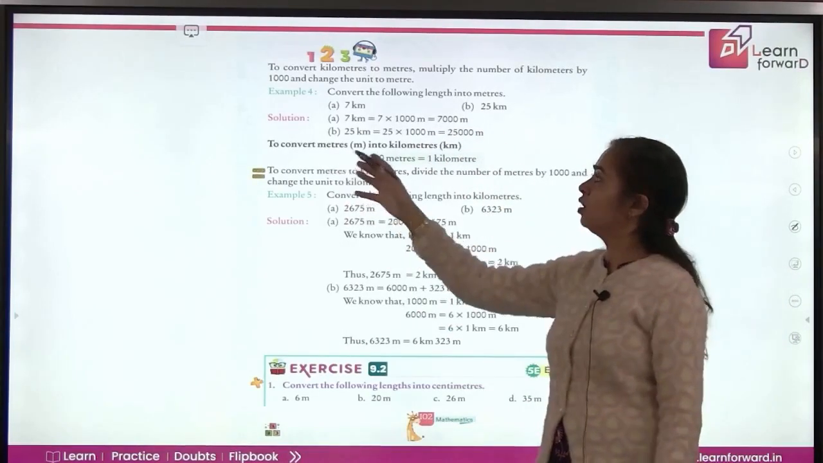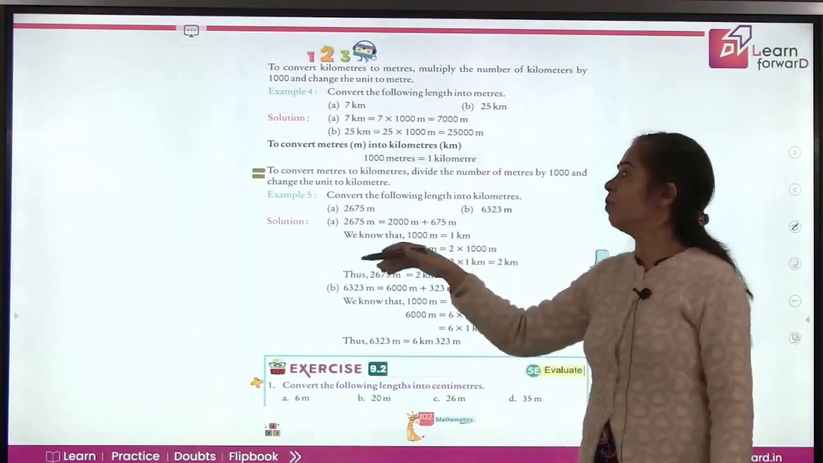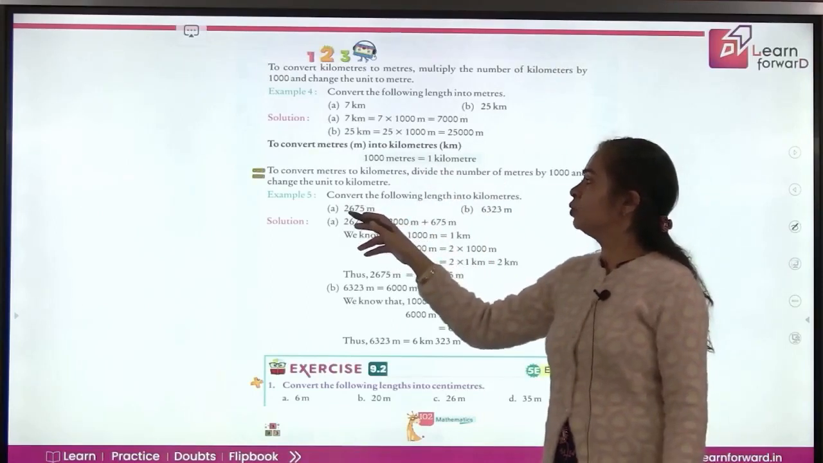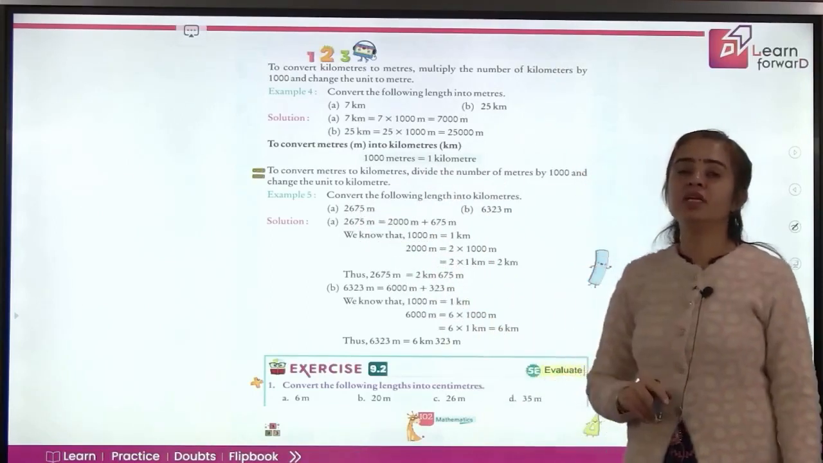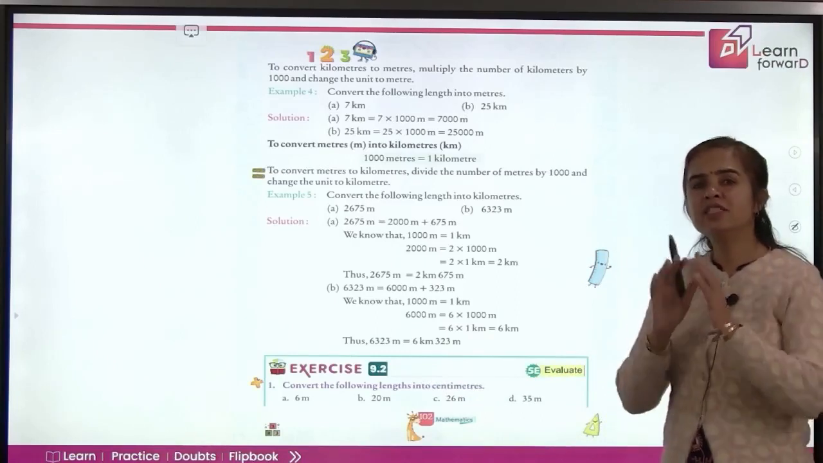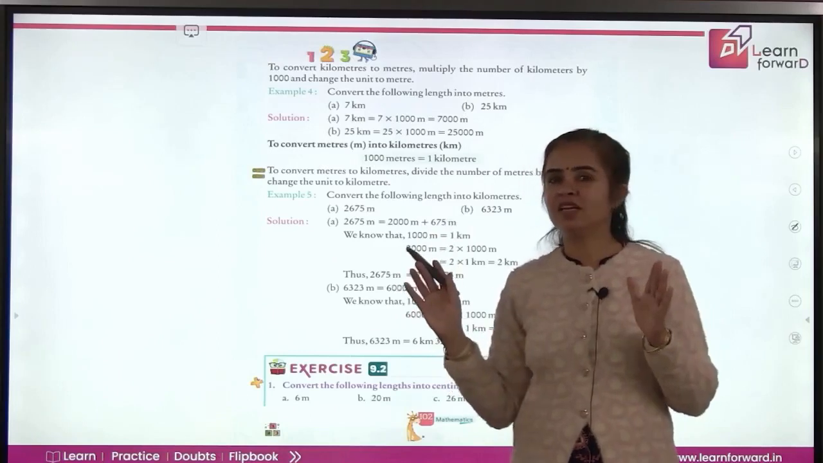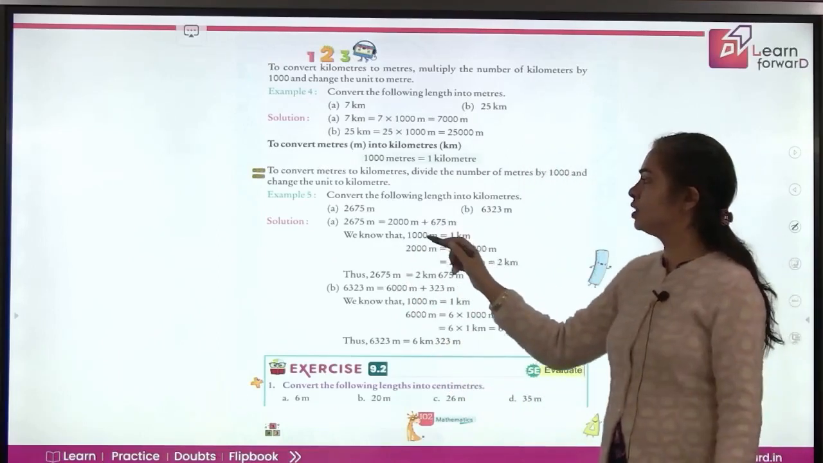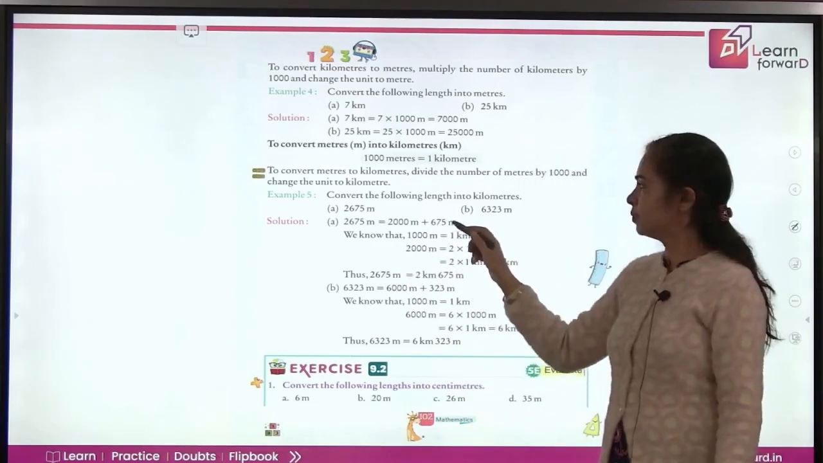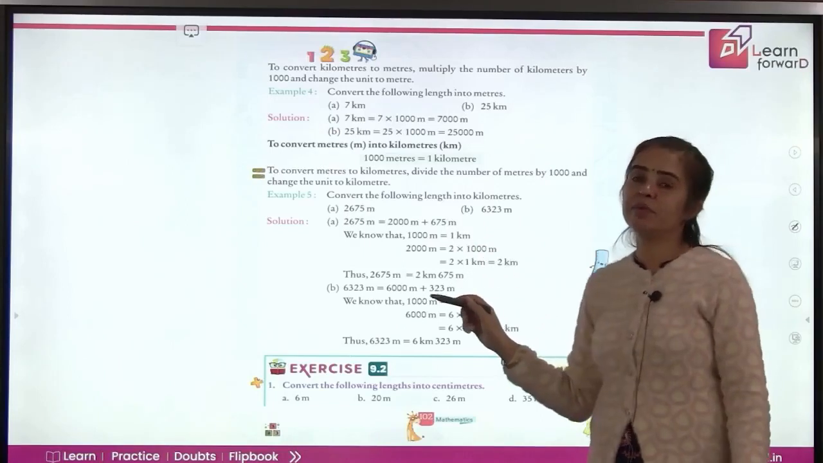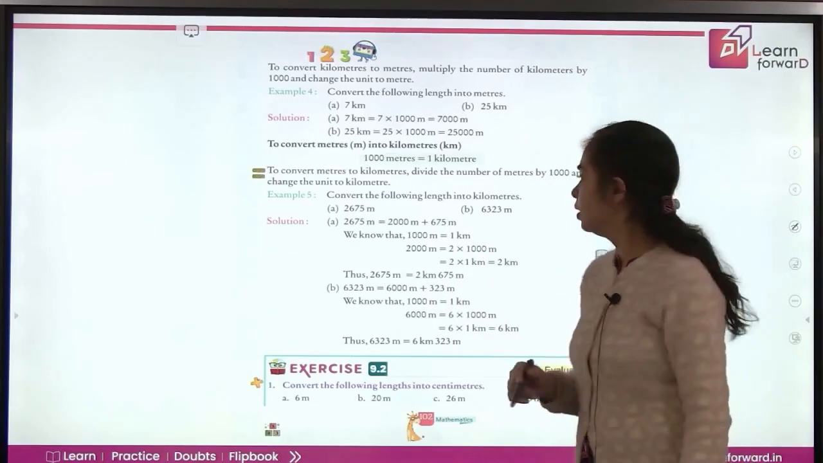And if you have to convert meters into kilometers, we'll go backward. So convert 2675 meters into kilometers. So let's break again. 2000 plus 675 meters. So for 2000 we get 2 kilometers and 675 meters as it is, right?